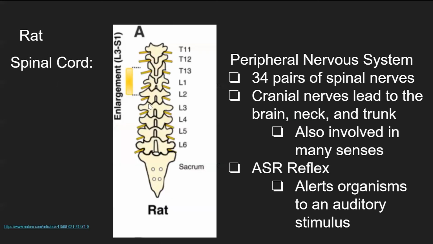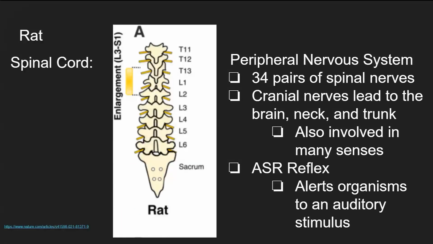The rat's spinal cord consists of 34 pairs of spinal nerves. 8 of those pairs are cervical, 13 are thoracic, 6 are lumbar, 4 are sacral, and 3 are caudal. Each nerve is formed by dorsal and ventral roots. The dorsal root is sensory and carries the impulses into the spinal cord.